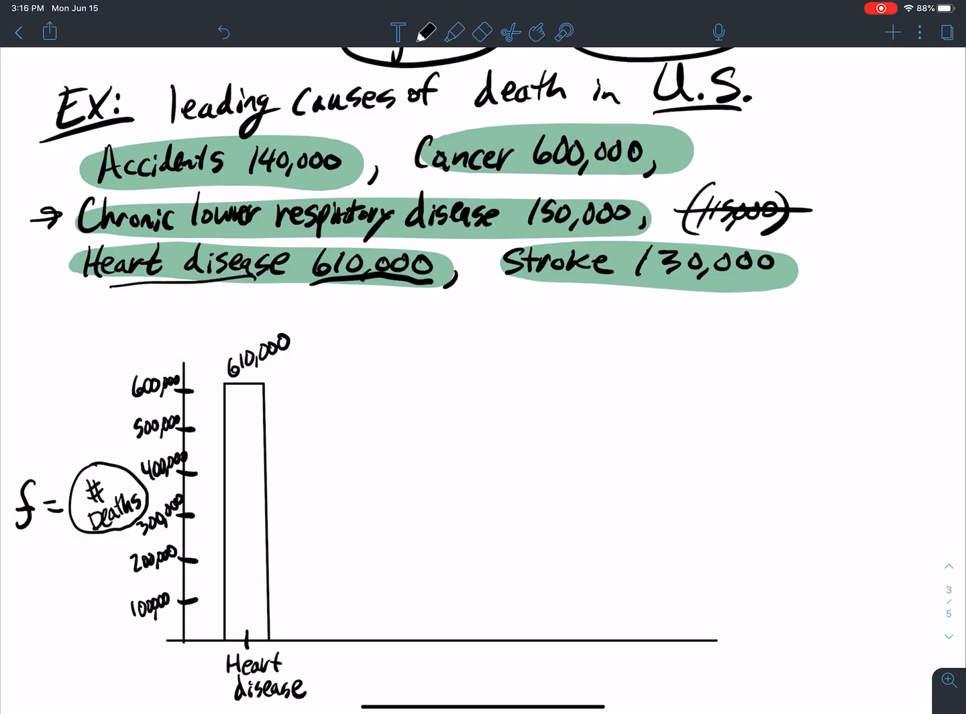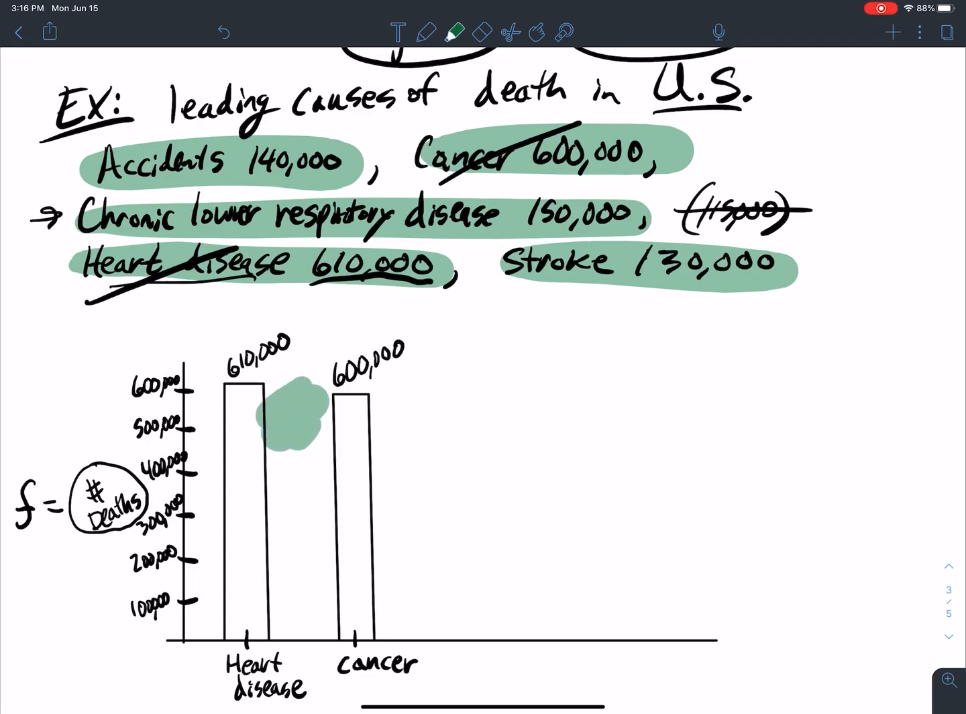Next up is the next biggest one. Looks like the next biggest one is cancer. So cancer goes to 600,000. Notice how there is a gap in between the bars. This is not a histogram, so we put gaps in between them. That's another difference.